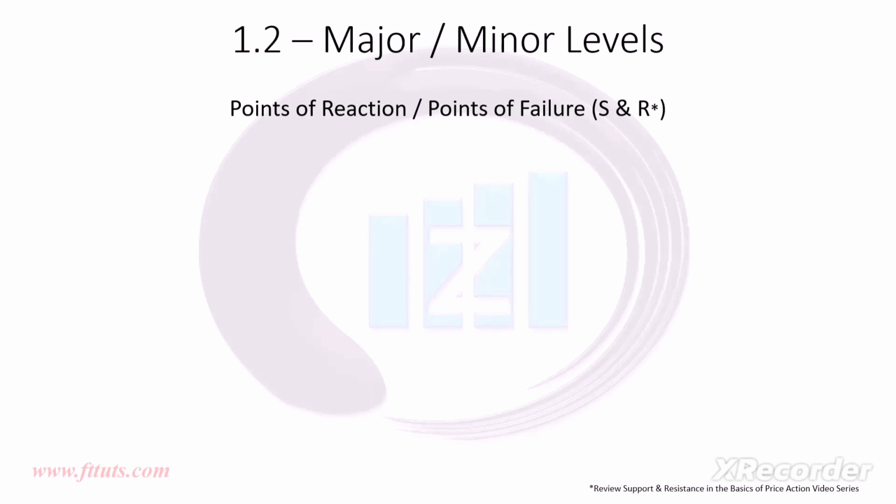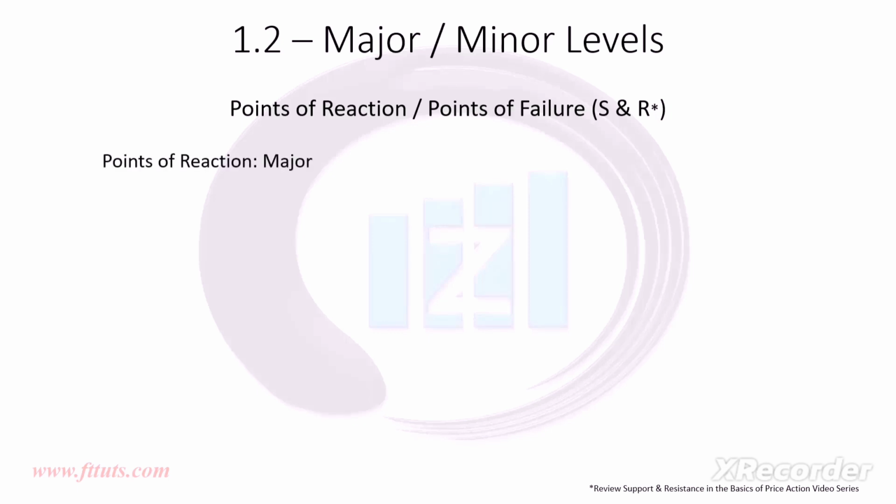So let's talk about points of reaction and points of failure. And this is going to build off of the basic idea of support and resistance. So if you need a refresher course on support and resistance, go back and watch the support and resistance video module in the free price action series. But we're basically talking about levels where price cannot get above or below. Levels that price can't get any further below is our support, our floor, and levels that price can't get any higher is our resistance, okay, our ceiling.